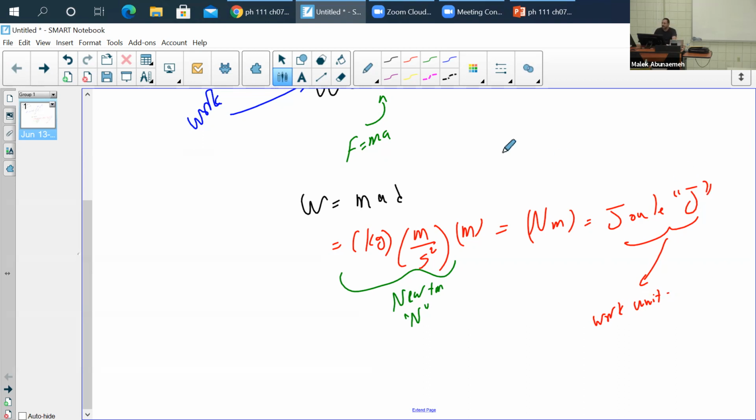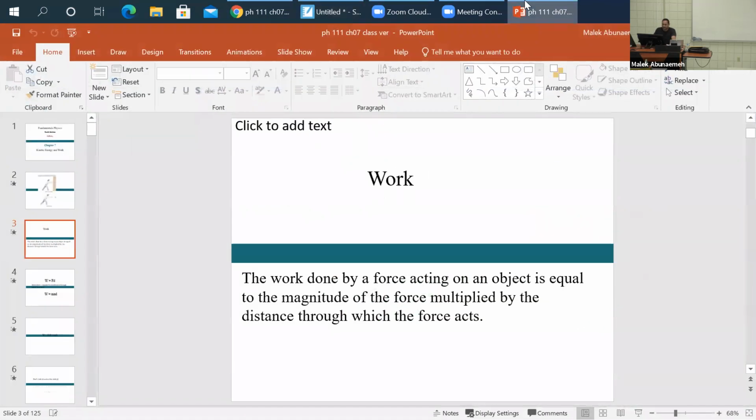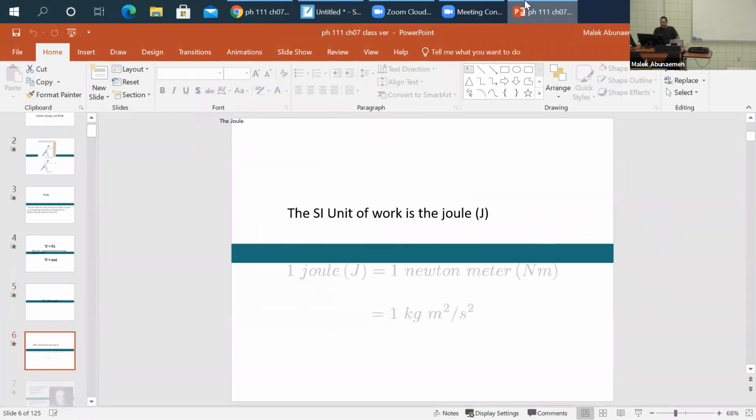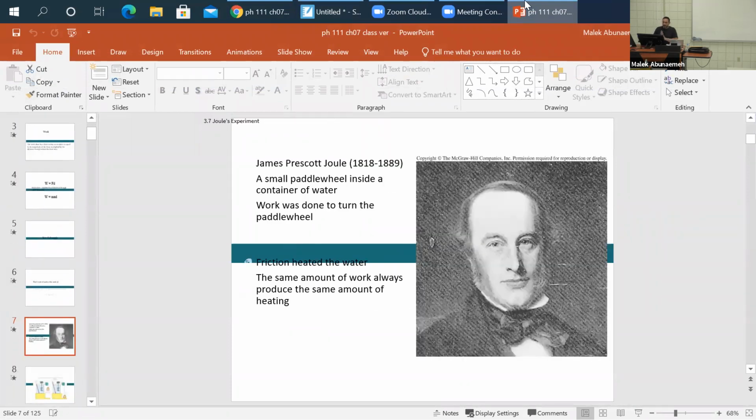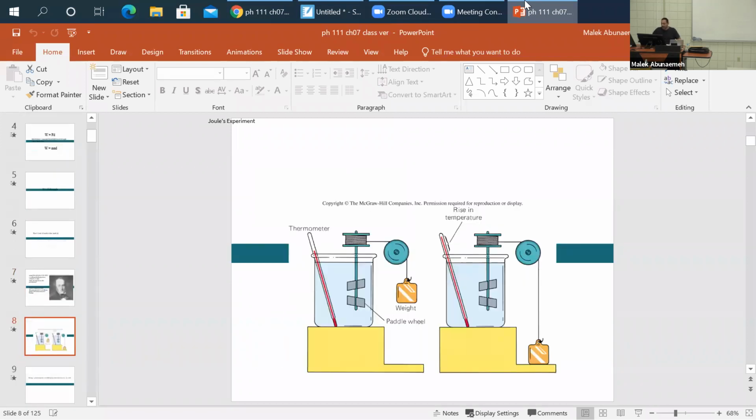Now it's named after James Prescott Joule, who died in 1889. He did a little experiment where he got small paddles inside a container of water, and he put some weight on the other side. What he noticed is when the weight goes down and the paddles go around, the temperature raised up. So the friction heated the water, and the same amount of work always produced the same amount of heat.